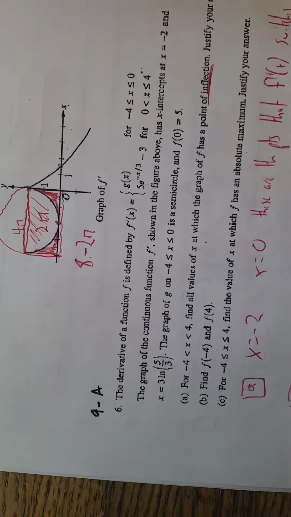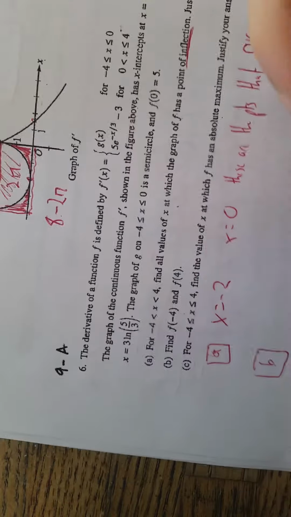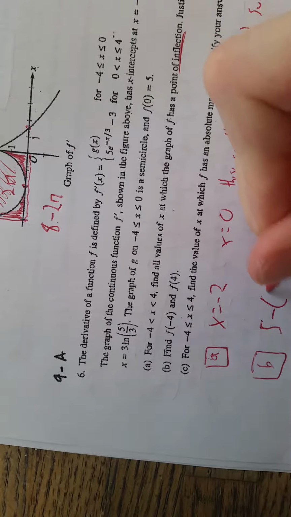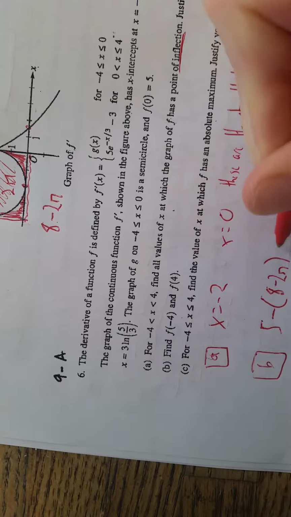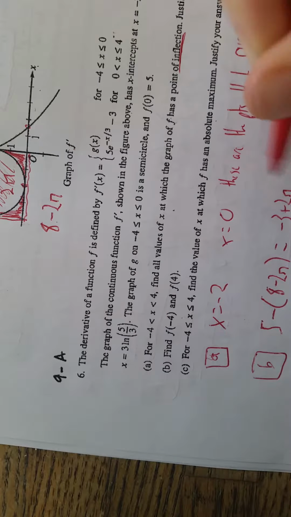Now be careful, right? We started at 5, we're losing all of that. So the answer should be 5 minus that area, which is 8 minus 2 pi, which equals 5 minus 8 is -3 plus 2 pi. So that is f of -4.